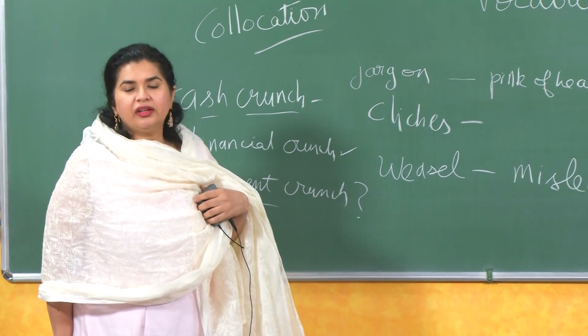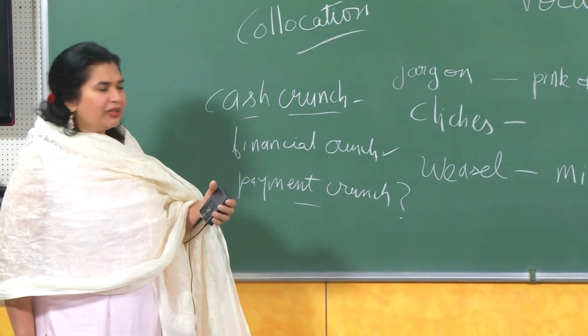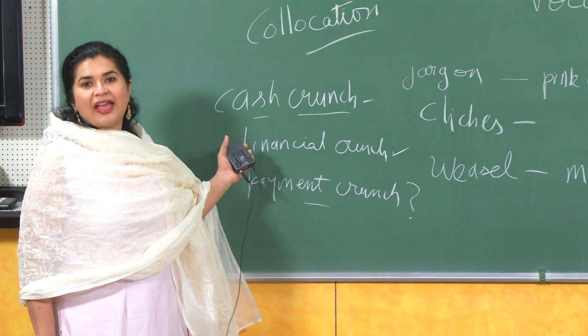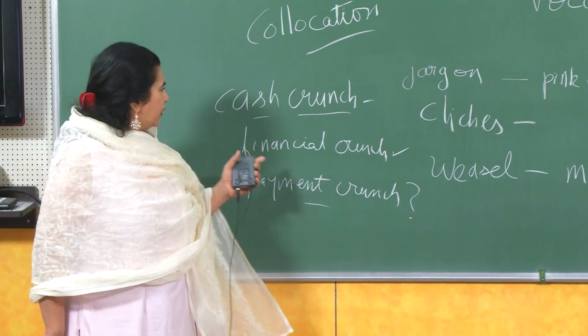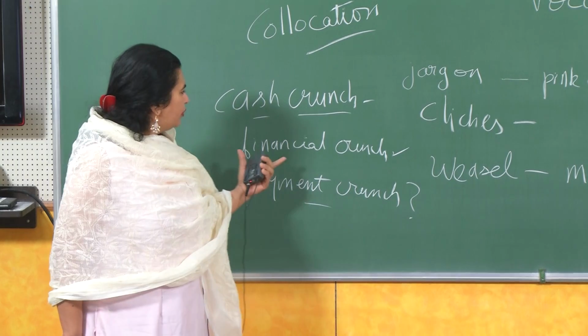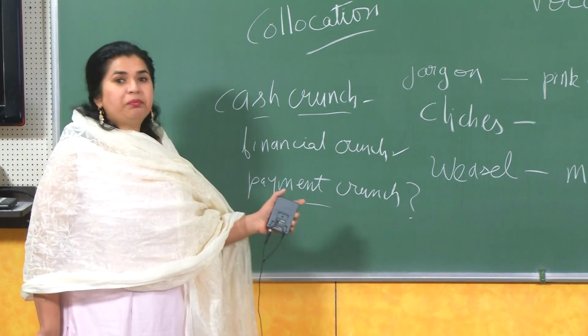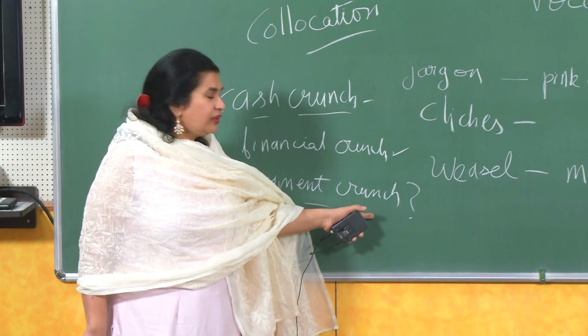What is collocation? Just as a warm up exercise, let me give you an example. You take two words, cash and crunch. So you can say cash crunch. I am going through a cash crunch. I am going through some kind of a financial crunch. But I can't say payment crunch. Therefore, I have put a question mark.